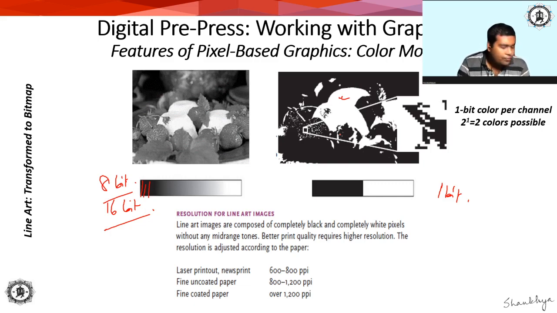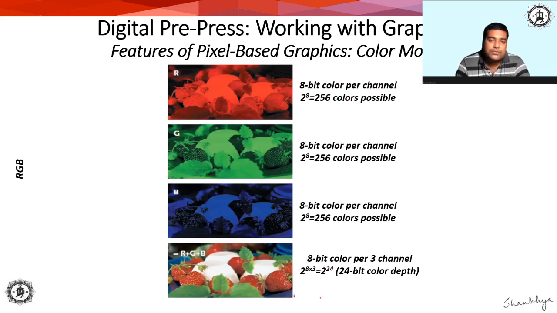Okay, so with this information, I will not go into the resolution part right now, I will be talking about it later on. But let us go to the concept of channels, that is, the various types of color modes that we will be using. Now here, in the last slide or so, there was one term: 8 bits per channel, 1 bit per channel. So what are these channels?